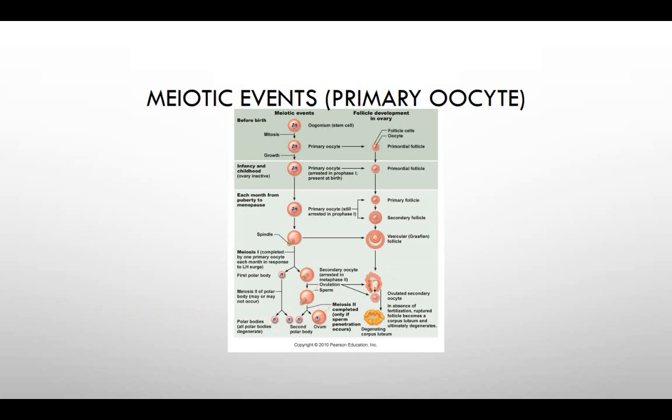So if we look here, we've got these mitotic events of a primary oocyte, if you will. And what we have here at birth is this oogonium stem cell, so very similar to the male. You have 46 chromosomes. And then it arrests, and it stops here.